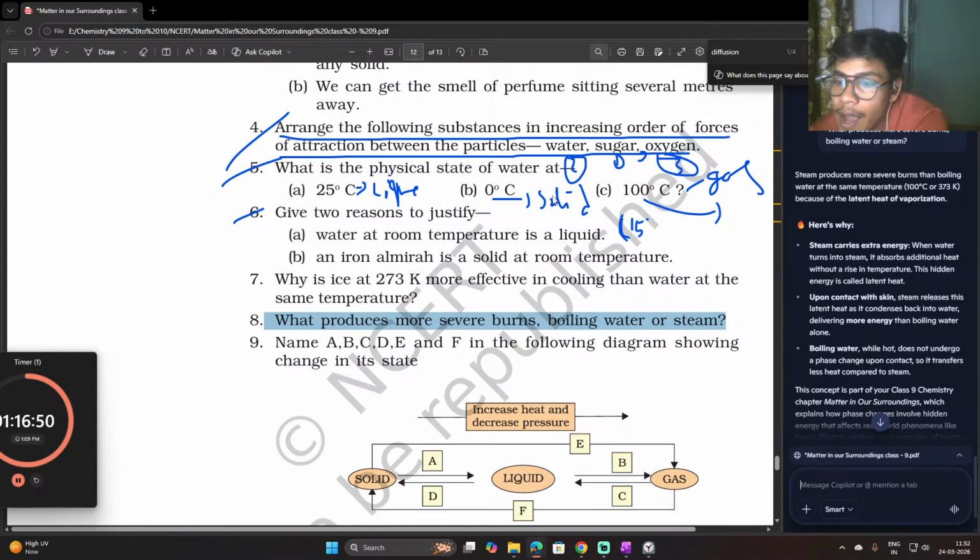Because why is ice at 273 K more effective and cooler? So, what produces more severe burns? Steam water, because it takes more energy and more heat. That's why if steam contacts skin, it will give more severe burns than boiling water. Why? Boiling water, while hot, does not undergo a phase change upon contact, so it transfers less heat compared to steam.